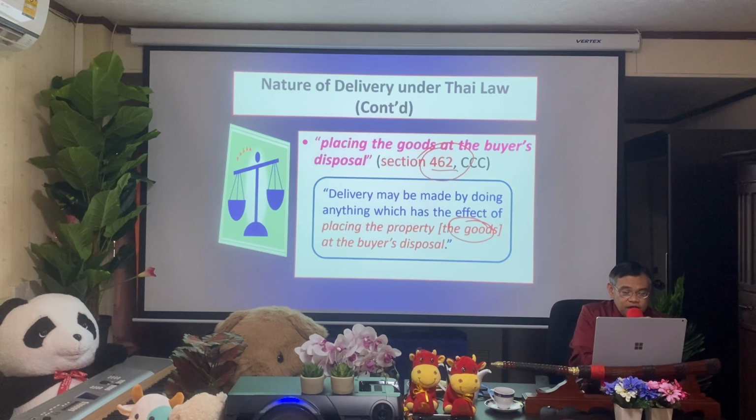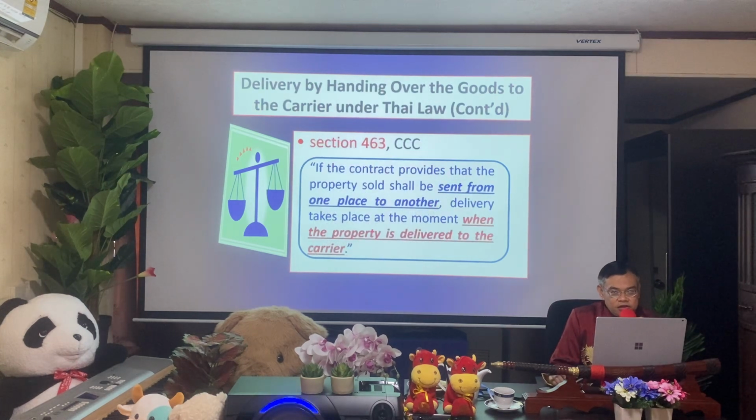Delivery may be made by doing anything which has the effect of placing the goods at the buyer's disposal. This is something similar to what we have seen in Article 31 of the CISG. Section 463 also goes on to state the rule as follows: if the contract provides that the property sold, here the goods, shall be sent from one place to another, then delivery takes place at the moment when the property is delivered to the carrier.